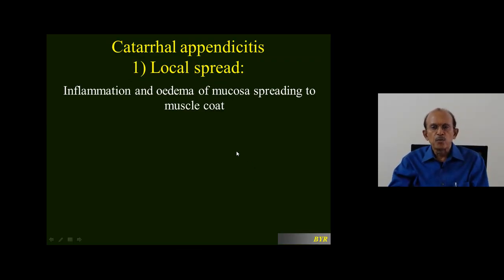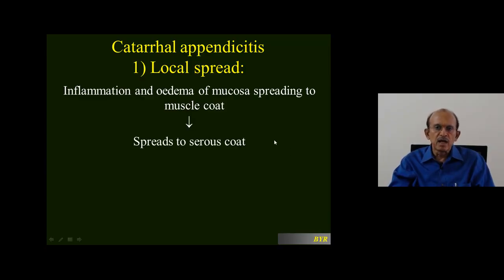Now let's study a few points about catarrhal appendicitis. There is inflammation and edema of the mucosa spreading to the muscle coat. So the disease starts first in the mucosa of the appendix. Later, the inflammation spreads to the muscle coat, and from there it spreads to the serous coat.